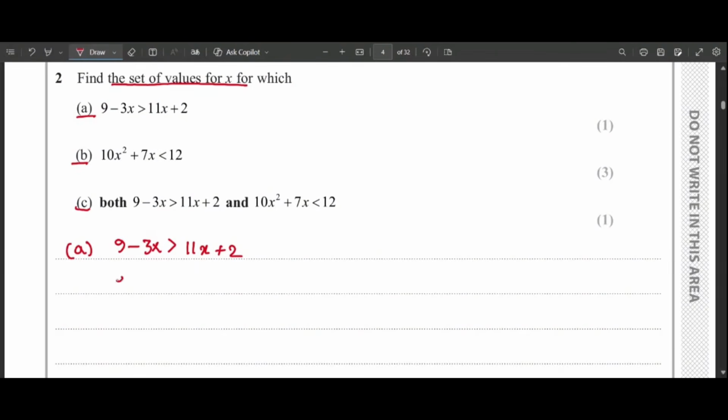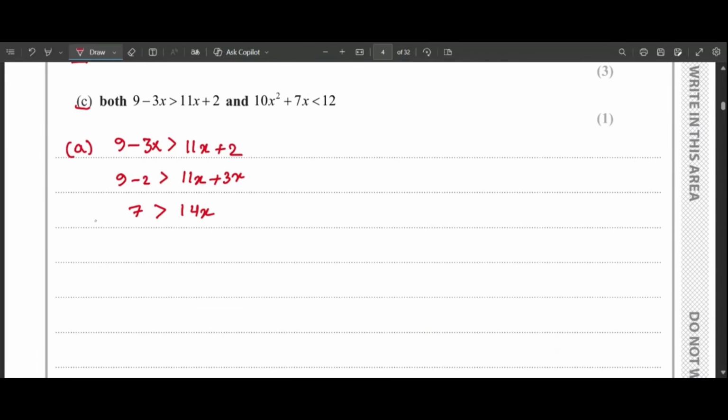So we can write 9 minus 2. I'm bringing the plus 2 term to the left, and this will give us 9 minus 2 is greater than 11x plus 3x. I'm bringing the minus 3x term to the right. This gives us 9 minus 2, 7 is greater than 11 plus 3, which is 14x. Now I can divide both sides by 14, and that gives me 7 by 14 is greater than x, and x is less than half.